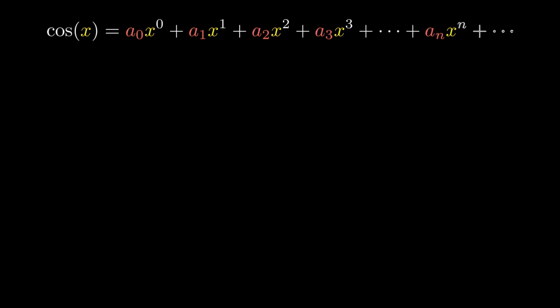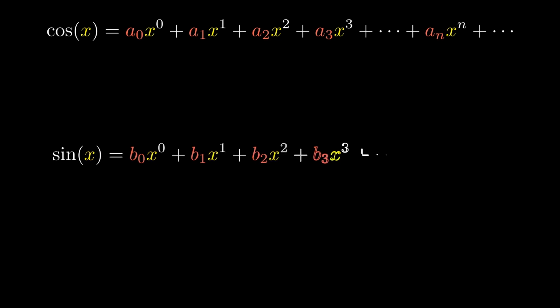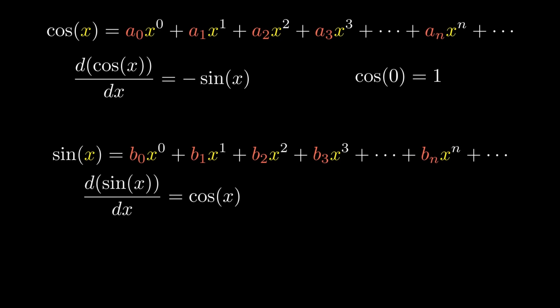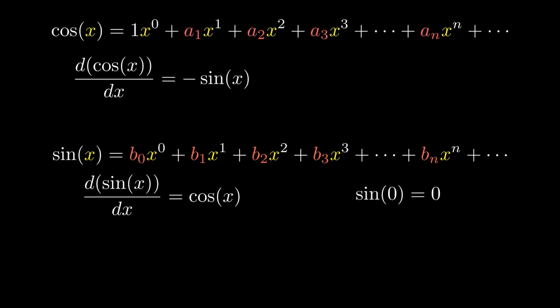Let's now consider sine and cosine as well. We'll write an for the nth term in the cosine polynomial, and bn for the nth term in the sine polynomial. The derivative of cosine is minus sine, and cosine of 0 is 1. The derivative of sine is cosine, and sine of 0 is 0. When we sub x equals 0 to both equations, we get a0 equals 1 and b0 equals 0, so we can put 1 and 0 as our constant terms.